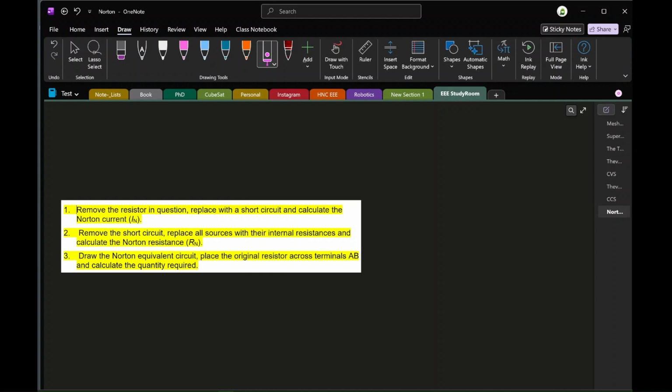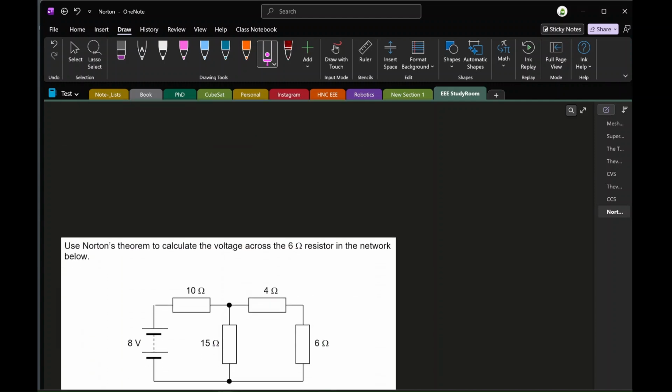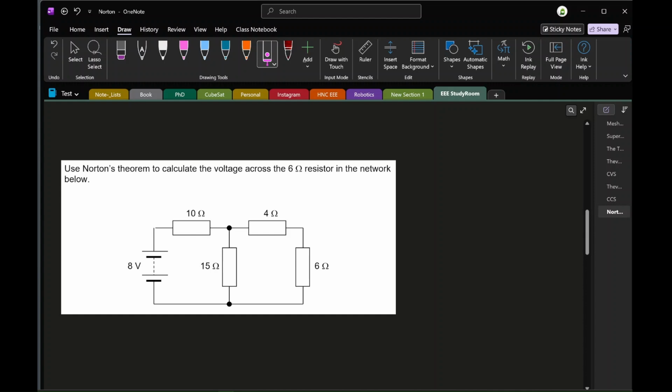The next step would be to remove the short circuit that we placed in step 1, and replace all the sources with their internal resistances. This would then allow us to calculate the Norton resistance. With IN and RN calculated, we would go to step 3 and draw the equivalent circuit that we saw a moment ago, and put the original resistor, the resistor in question, back across terminals AB. This will all come together once we look at an example.